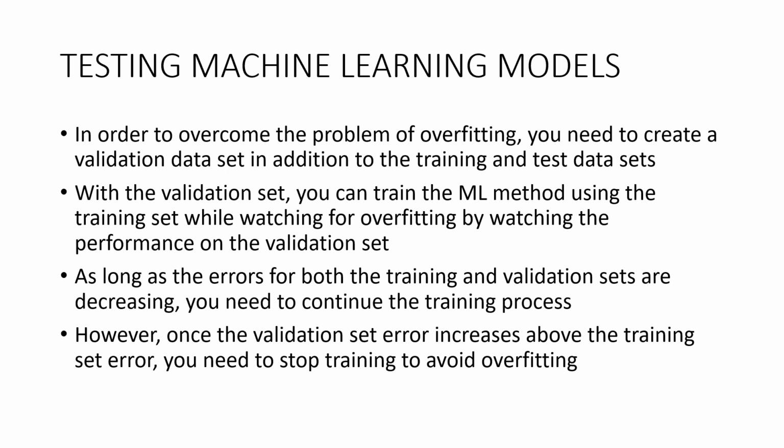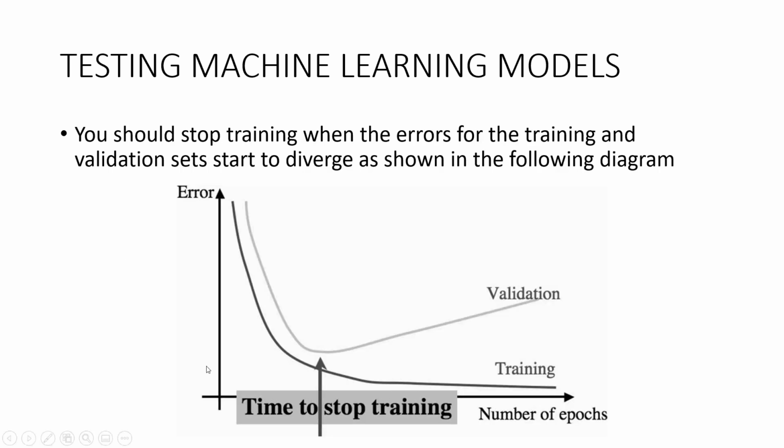But once it gets to the point where the validation set error starts to increase, that's where you need to stop training to avoid overfitting. And that's what you see here, basically. Here on the x-axis, where it says number of epochs, that's basically the number of training cycles. Here's the error. You'll see the dark, black line is the error as you train the model, and the gray one is the error if you use the validation set.